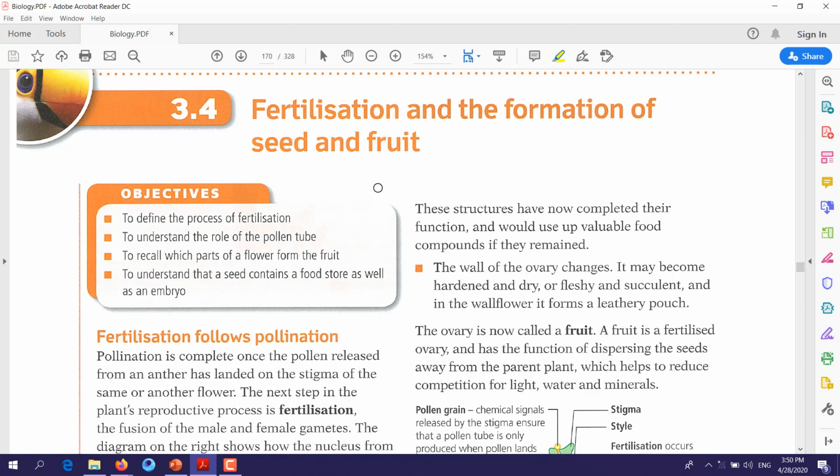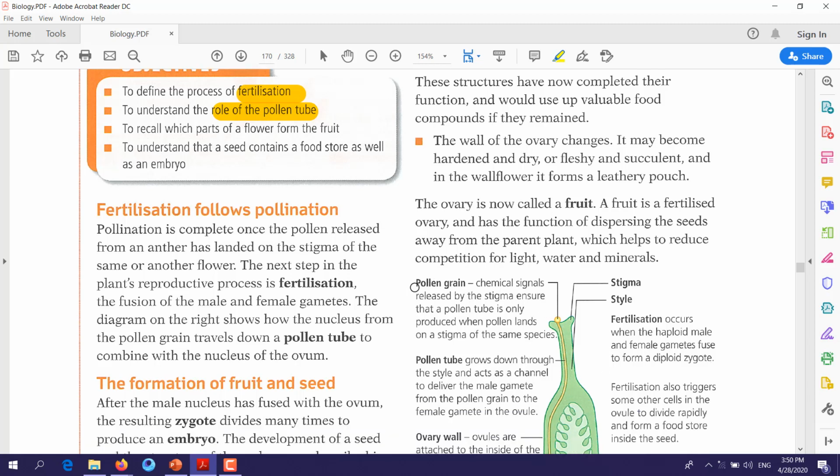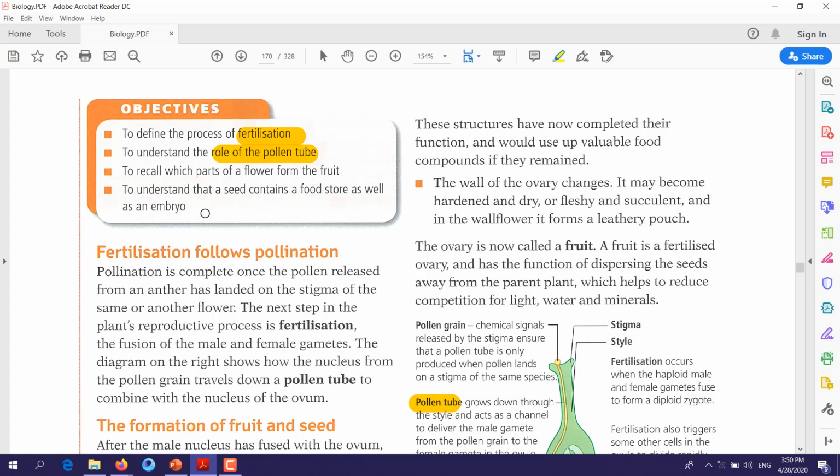Firstly, our objectives for this lesson are: first, you should be able to define fertilization. You should be able to know what fertilization is, to give a definition of it. Second, you should be able to understand the role of the pollen tube. We will see what a pollen tube is. Here it's the pollen tube, we will talk about it then. And also, you should be able to know the parts of the flower. The parts of the flower we talked about last lesson, so we will review them again today.